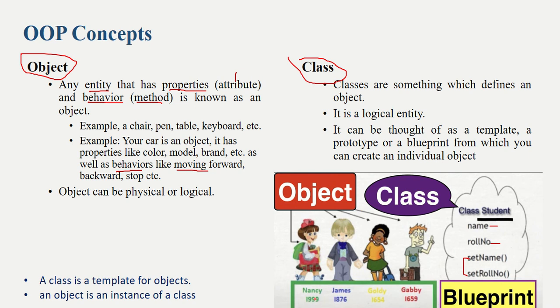Okay, so for example, we create Nancy and we gave her the roll number 1999. We created James, we created Lodi, we created Gabby. We can create many objects from this template.